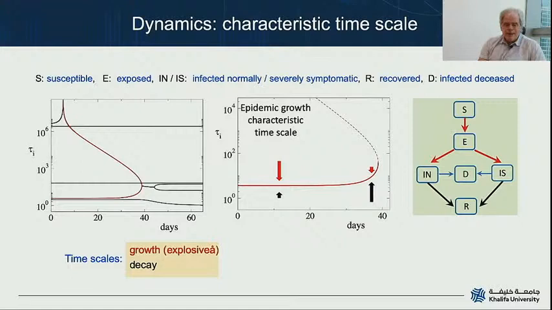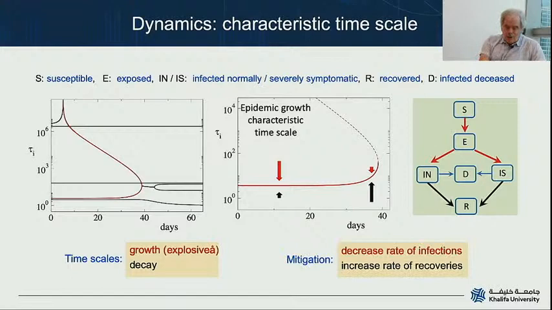It is the recovery rates that have great influence, and the infecting rates have much less. And this is the reason why the time scales at some point disappear, and there are only decay time scales which eventually drive the system to equilibrium. Now, this is the way that the influence of the transitions from one compartment to the other can be quantified. Of course, this result reproduces what we know by intuition, that mitigation implies a decrease of the rate of infections and an increase of the rate of recoveries.